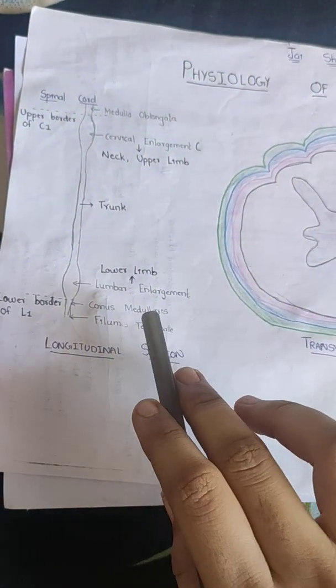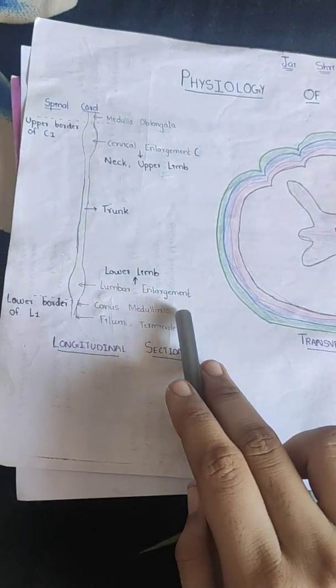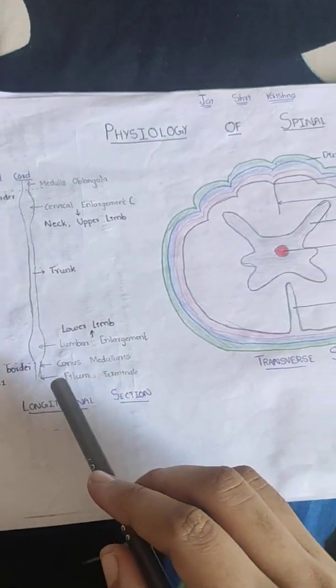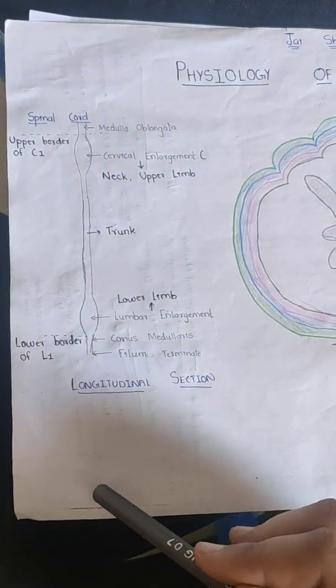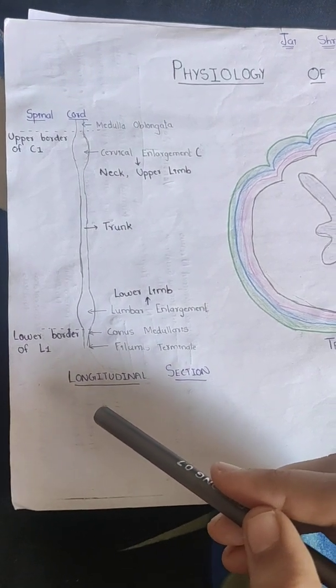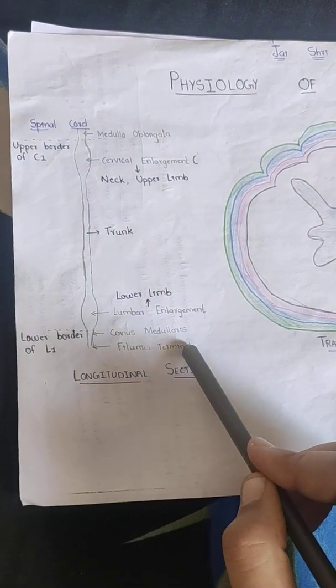Terminal part is in the form of cone shape, hence known as conus medullaris, below which there is a fibrous sheath which contains spinal nerves and meningeal structures, hence known as filum terminale.